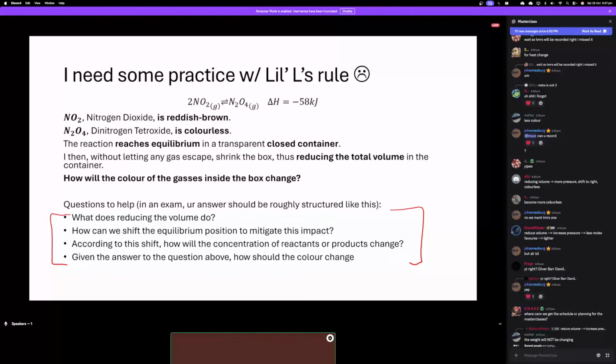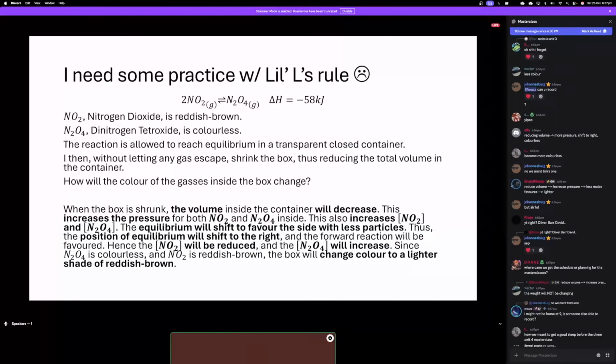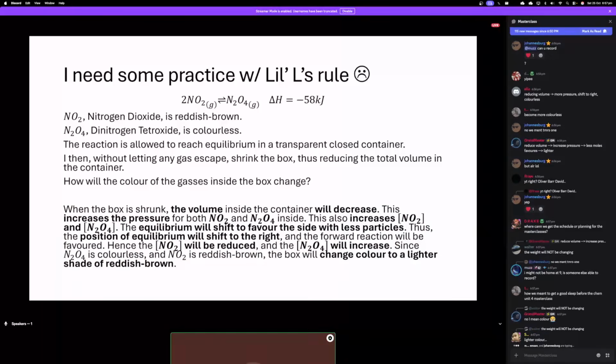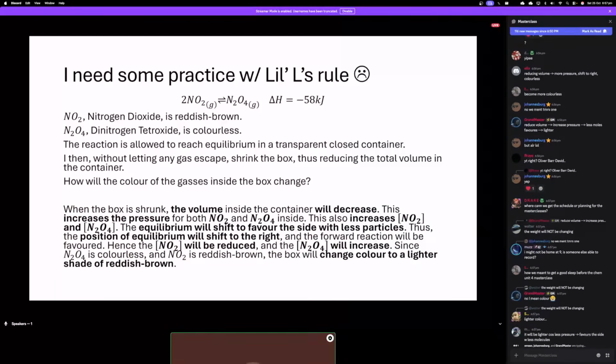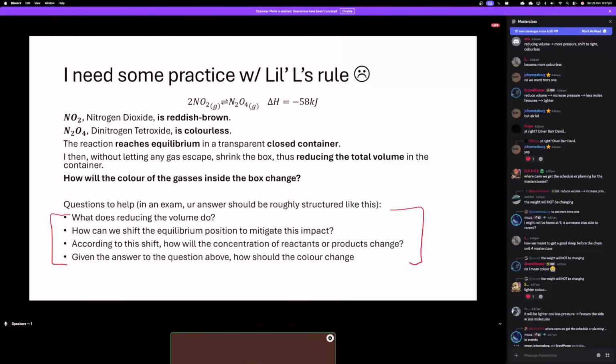So I think I will move on. Hopefully you guys had a little bit of a think. So this is, I've just written it in full. Oops, what just happened? My bad, guys.